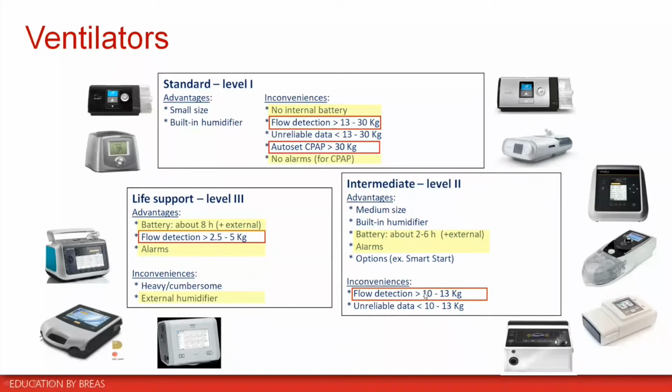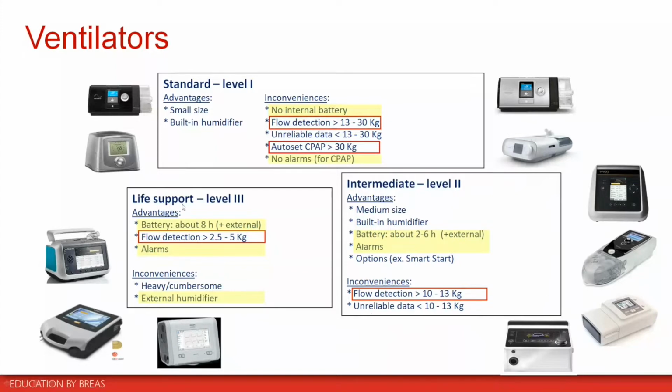The inconvenience, once again, is a question of weight, but much more of flow detection. Usually they are adapted for patients weighing more than 10 to 13 kilograms, meaning that if you are under this weight, you won't have reliable data. But what is interesting with these ventilators is that the size and the possibilities are interesting.